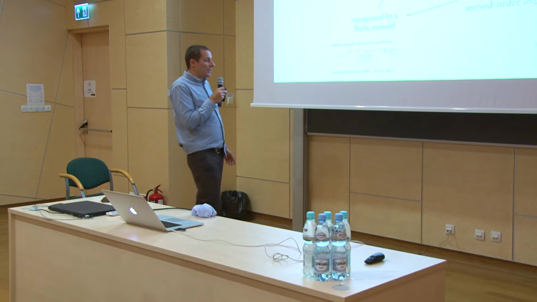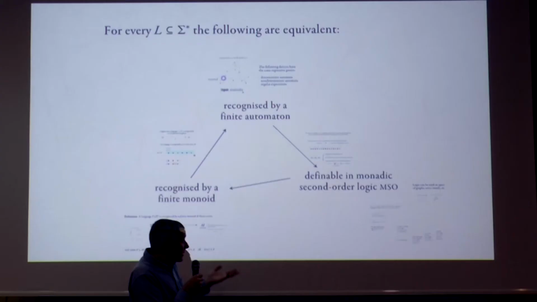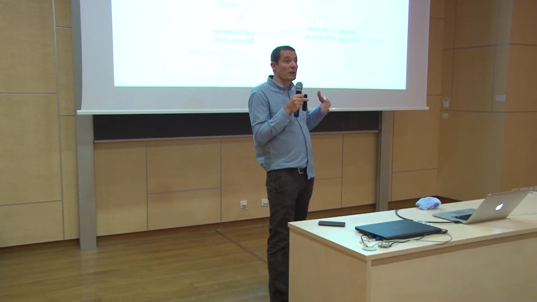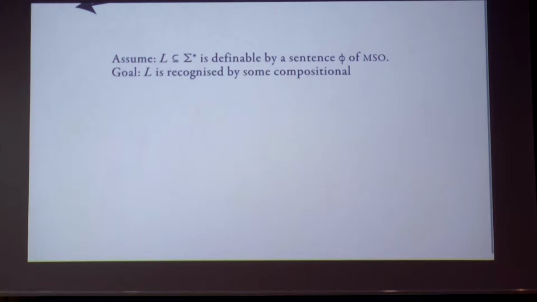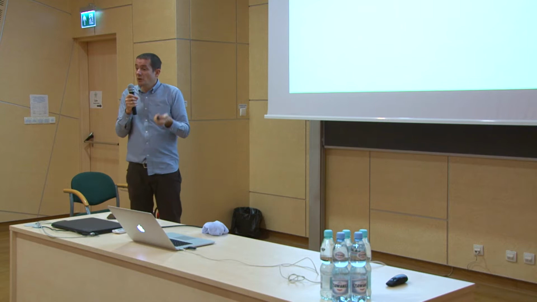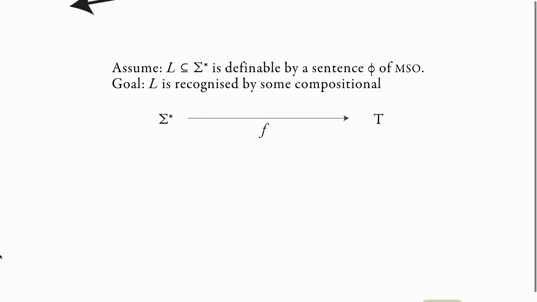And how do you do it? Well, what we're going to show is that if you're definable in MSO, then there's a natural corresponding compositional function, and therefore a homomorphism into a monoid. And what is it? So suppose that you have a language which is defined by an MSO sentence. I want to show that it's recognized by some compositional function from all words to some finite set, and this function is supposed to be compositional, and if I have that, then I will know that actually T can be equipped with a multiplication operation and identity which makes it into a monoid, and F will be a homomorphism. So that's what I need to show. And the function is just going to be assigning to a word its type.